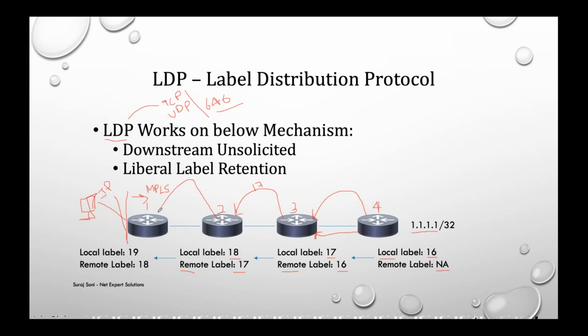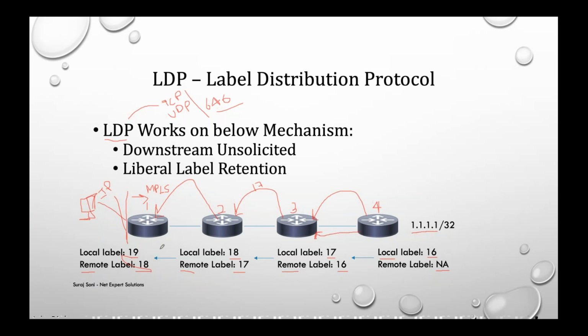Now R2 will send this information to the last node. R1 says, okay, you assigned 18, so I'm putting 18 as my remote label, and I'm assigning 19 as my local label because I also have to assign one label to it. So my label allocation is done. This label allocation is actually a control plane operation.